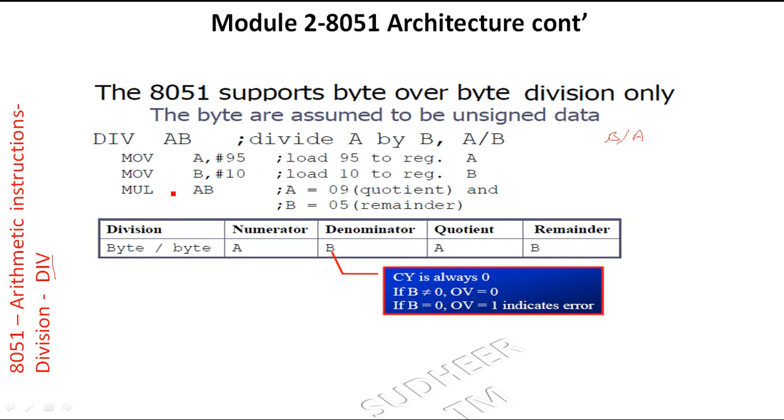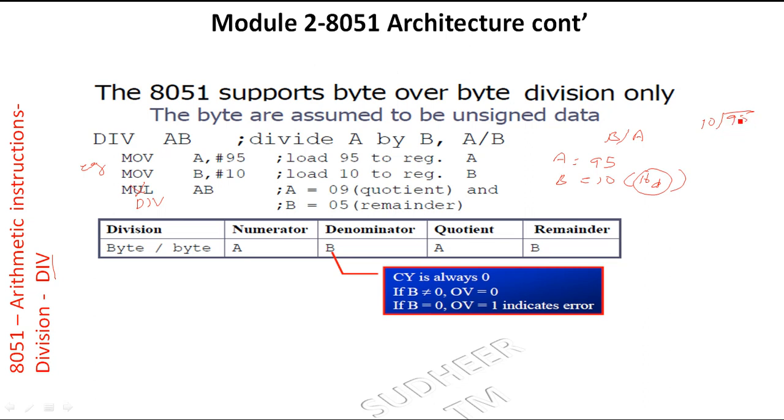Now, here it is not MUL AB, it is DIV AB. An example is also given here. MOV A, #95. On executing this instruction, A will be 95, and MOV B, #10, so B will be 10. Remember, this 10 is in the hexadecimal system, equivalent to 16 in the decimal system. On executing DIV AB, 95 divided by 10 will be executed.